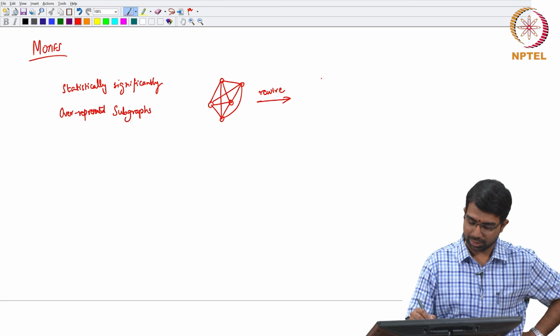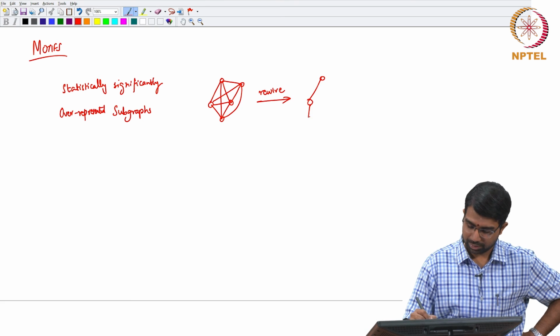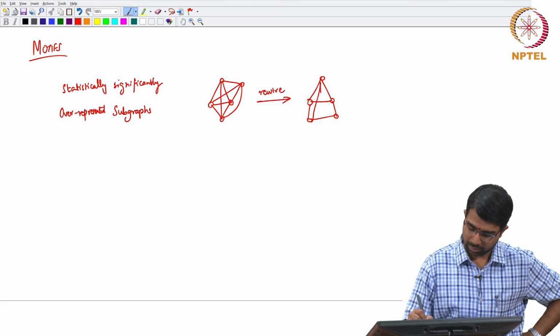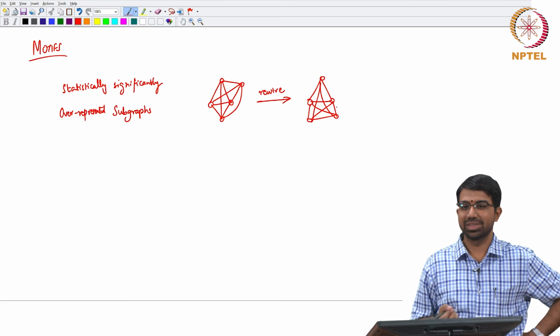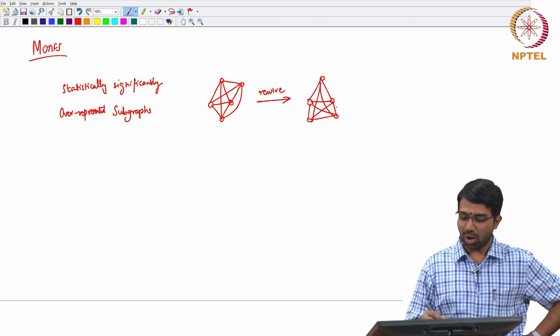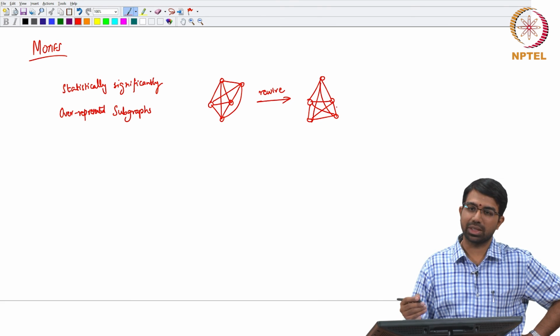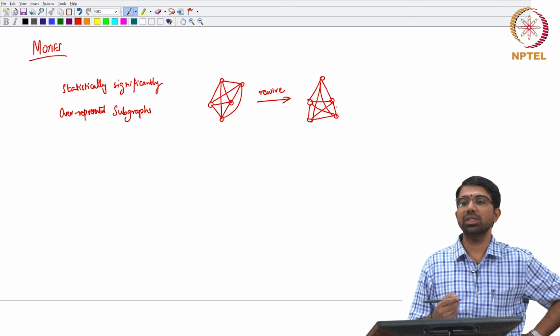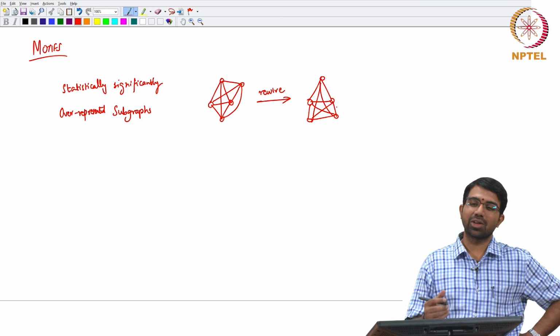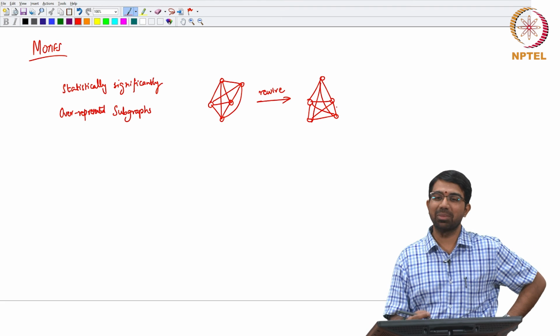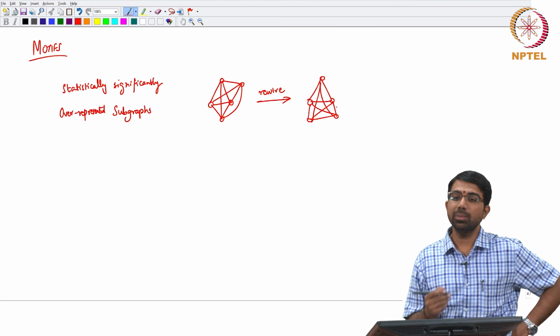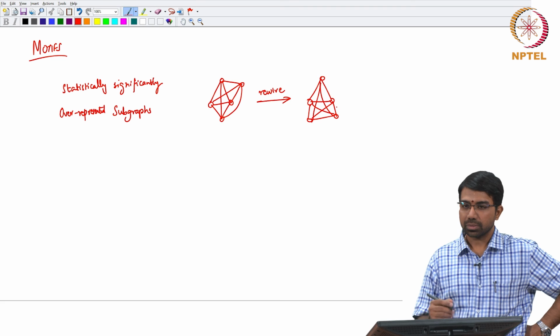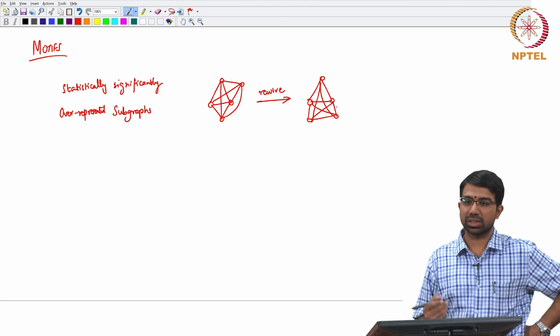You will rewire it to something like this. This is the same thing, right. So, all realizations of this network will be the same. So, none of your motifs can be statistically significant. This is of course an extreme example to drive home the concept, but in practice you will see that you have to do a statistical significance.